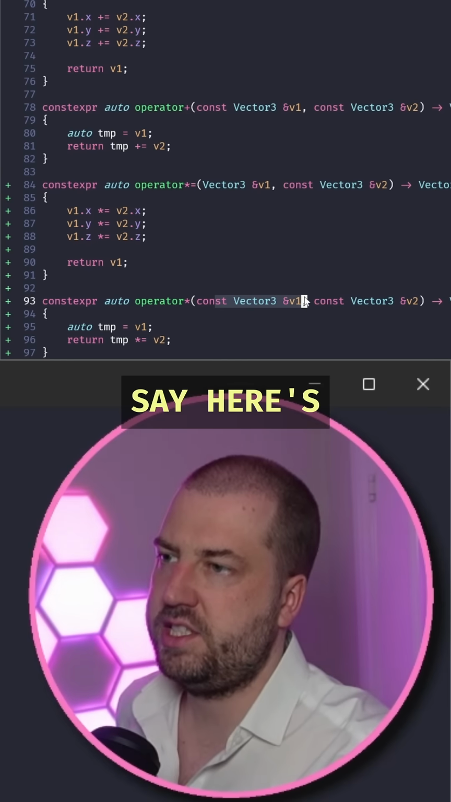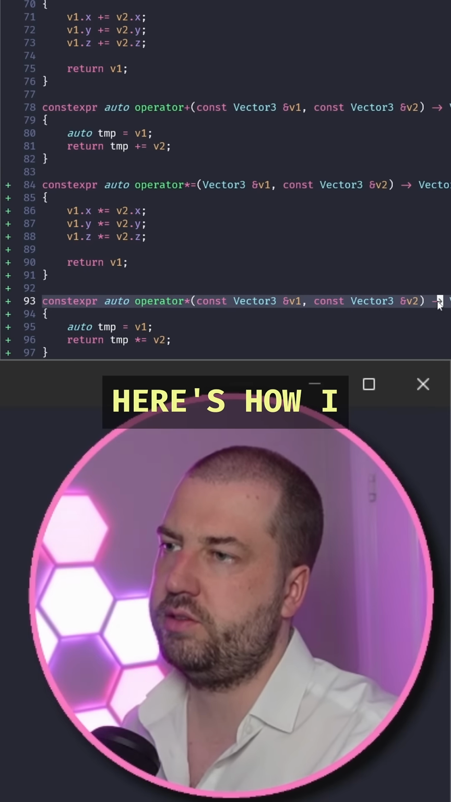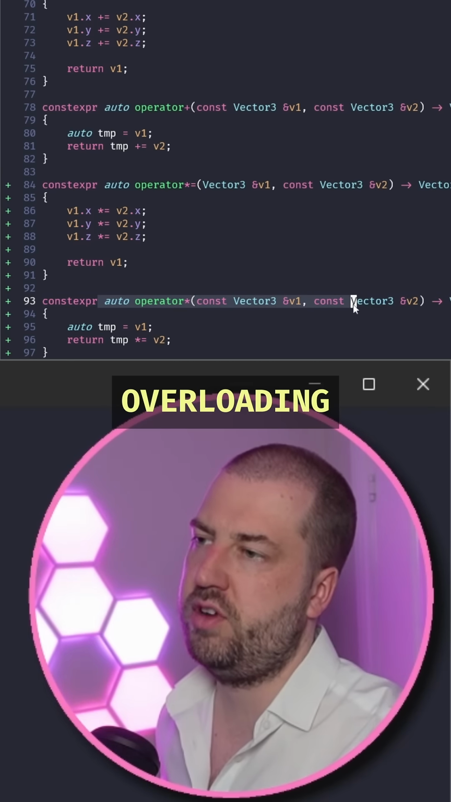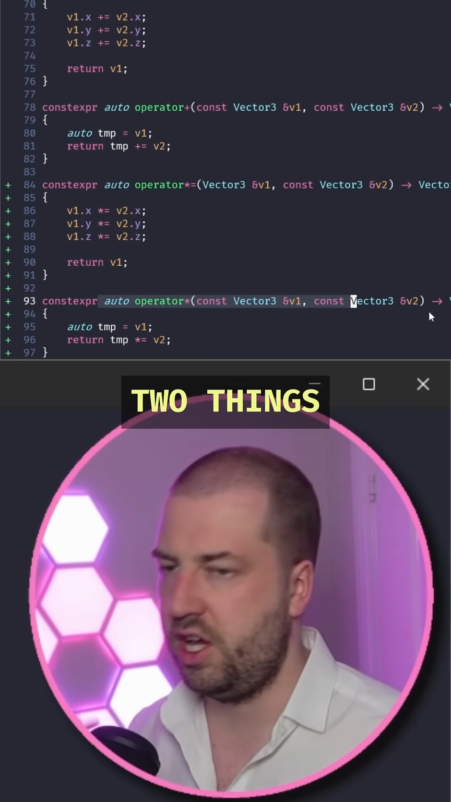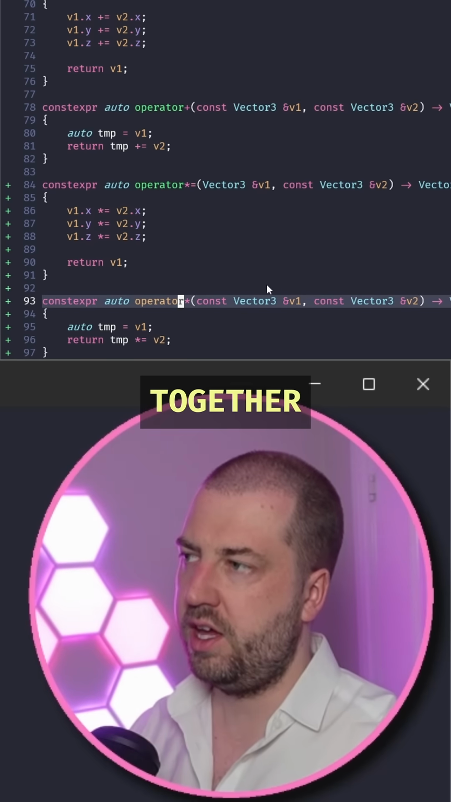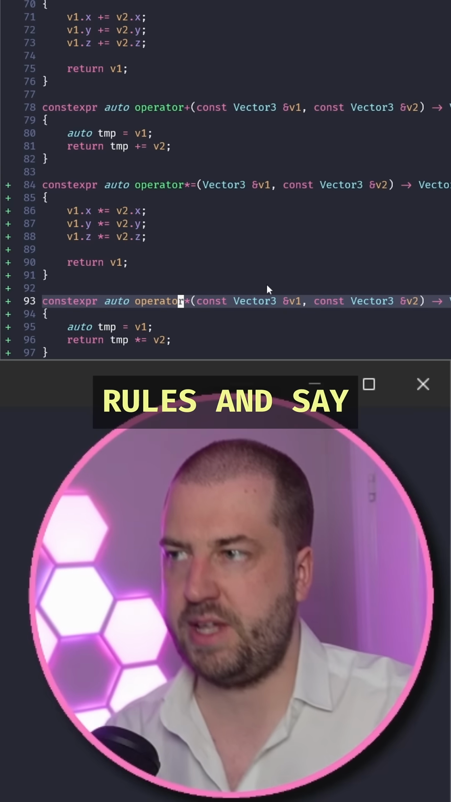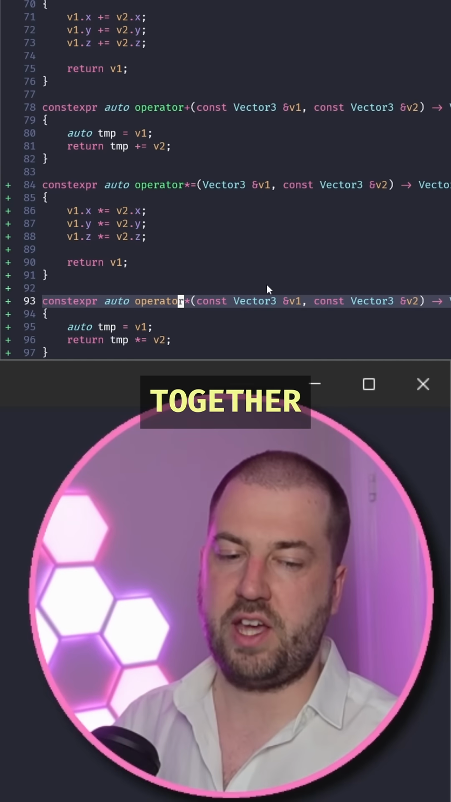You basically say, here's how you multiply two vector 3s together. Here's how to do it. And what operator overloading does is basically just adds a rule to the language. So when the compiler sees two things multiply together, it will basically look up the list of rules and say, do I know how to multiply these together?